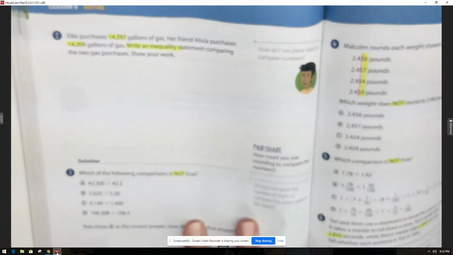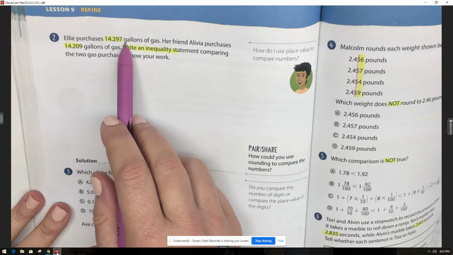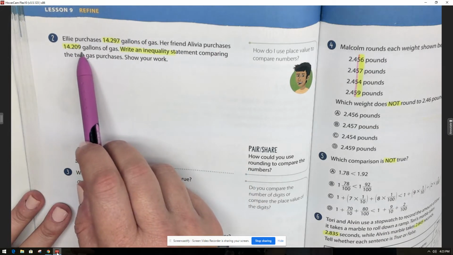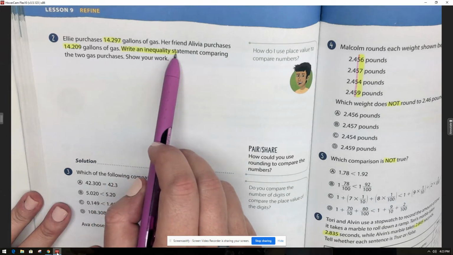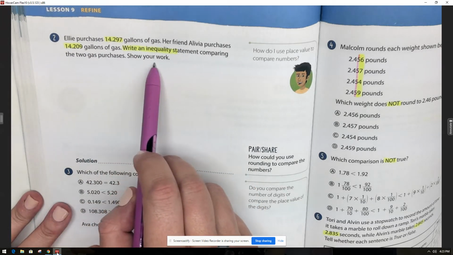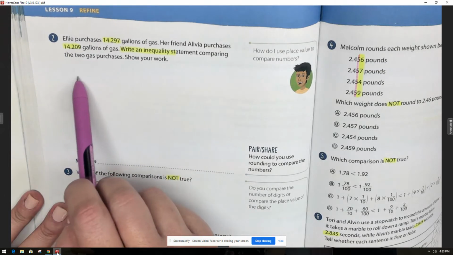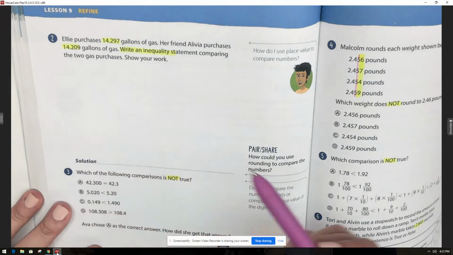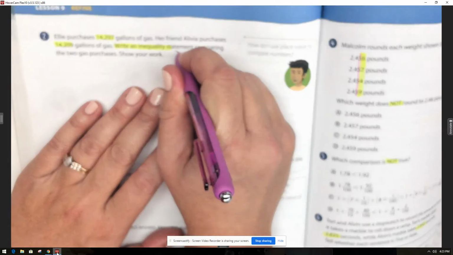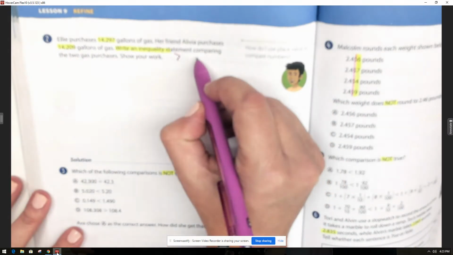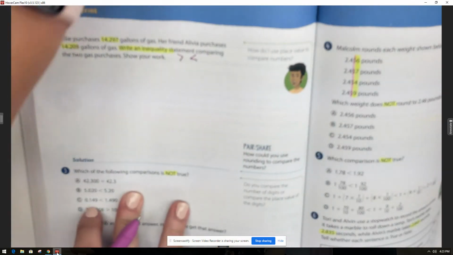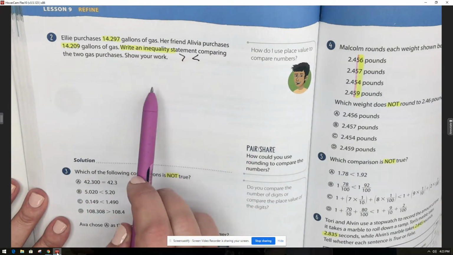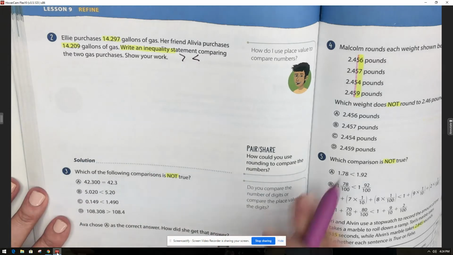Number 2 says Ellie purchased 14 and 297 thousandths gallons of gas. Her friend Olivia purchases 14 and 209 thousandths gallons of gas. Write an inequality statement comparing the two gas purchases. Show your work. So you can draw a number line. You can do this as fractions. You can do this on a place value chart. I want you to tell me, you're going to either say one number is greater than the other number, or one number is less than the other number. So you're going to choose if it's greater than or less than, but make sure that the two decimals you put between the inequality that goes in the middle, that it makes sense.